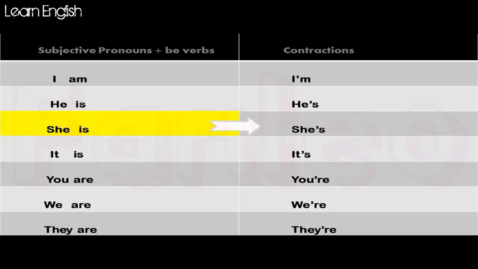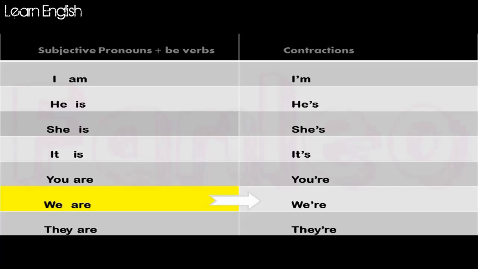The next one is it is. Now it is the subjective pronoun while the be verb is again is. So the contraction we get is it's. The next one is you are. Now you is the subjective pronoun while the be verb is are. So in the contractions we get you're. The next one is we are. Now we is the subjective pronoun and again the be verb is are. So the contraction is we're.